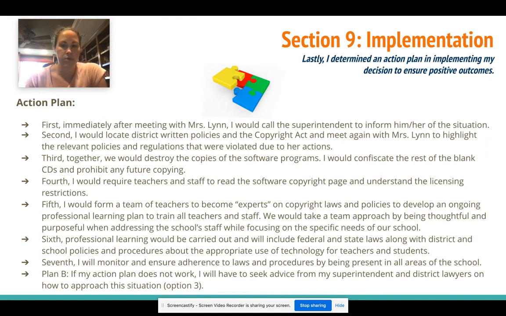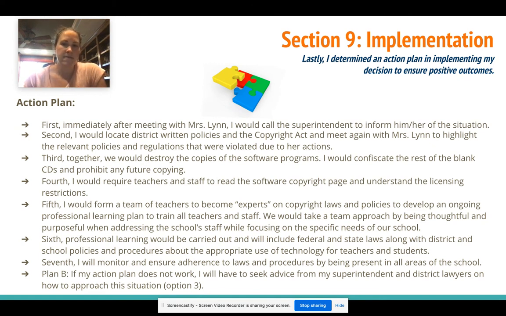We would take a team approach by being thoughtful and purposeful when addressing the school staff while focusing on the specific needs of our school. Sixth, professional learning would be carried out and will include federal and state laws, along with district and school policies and procedures about the appropriate use of technology for teachers and students. Seventh, I will monitor and ensure adherence to laws and procedures by being present in all areas of the school, hallways, classrooms, and making sure that laws and procedures are being carried out.